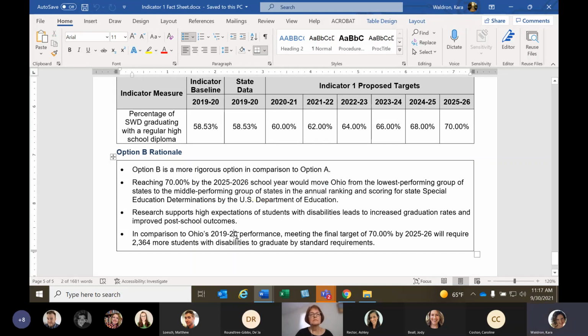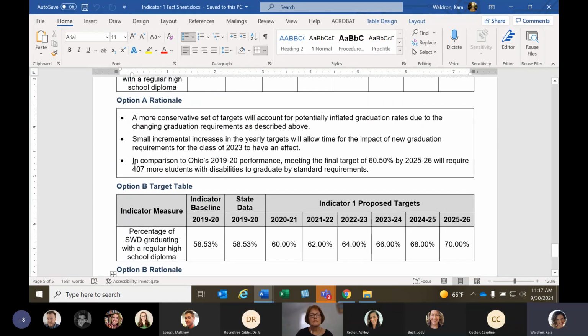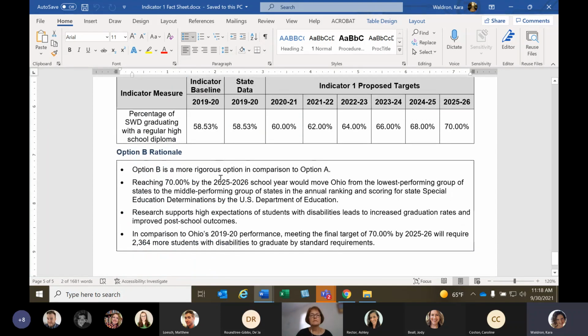So for comparison, another reason to add in the number of students is it helps us see how much more rigorous option B is compared to option A. So we looked at option A, and that final year target would require 407 more students to graduate by standard requirements. In comparison, getting to a 70% would require 2,364 more students with disabilities statewide to graduate by standard requirements.